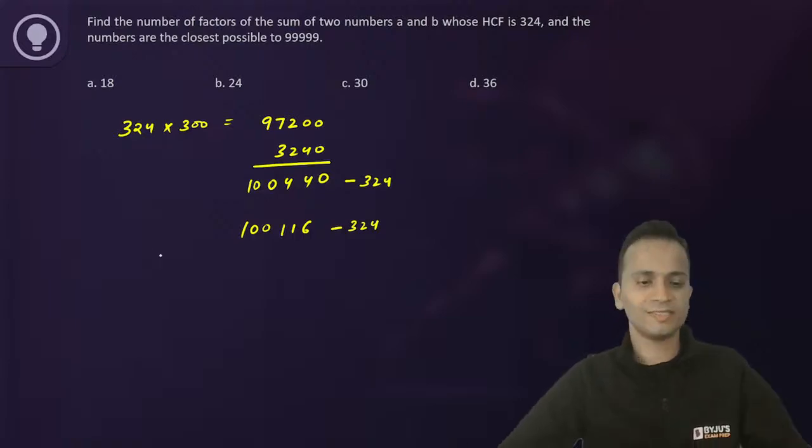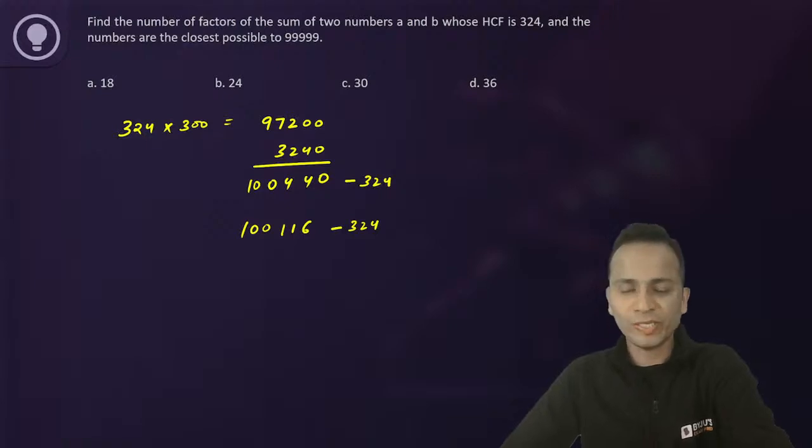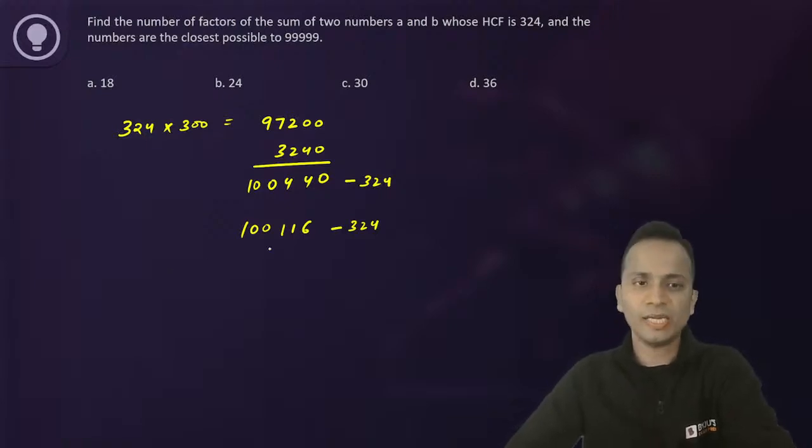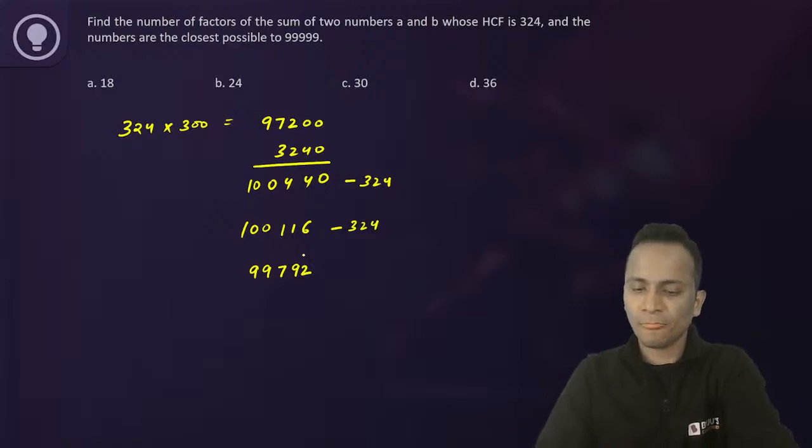Okay, good. Come on, give me the answers. Beta says option C. Okay. Now माइनस कर दिया तो क्या आ जाएगा इसमें से 99,792. ओके, ठीक है.